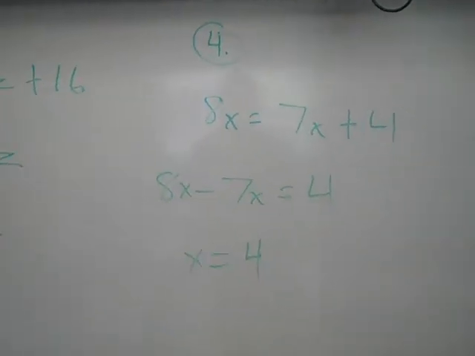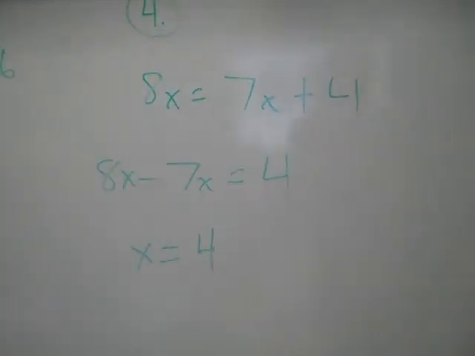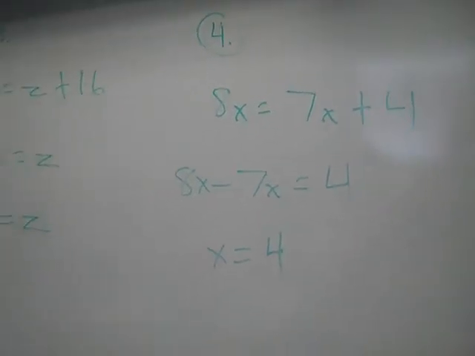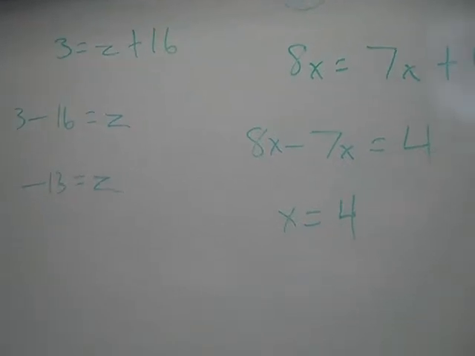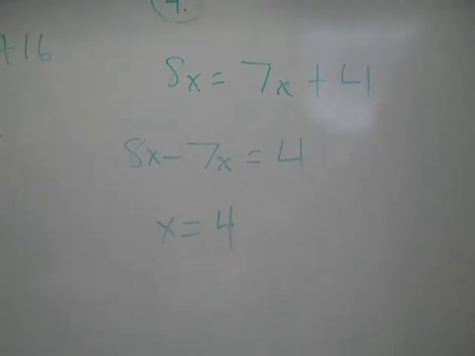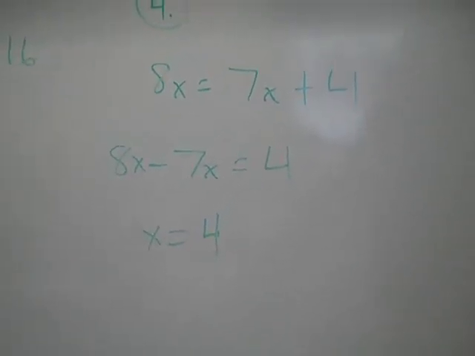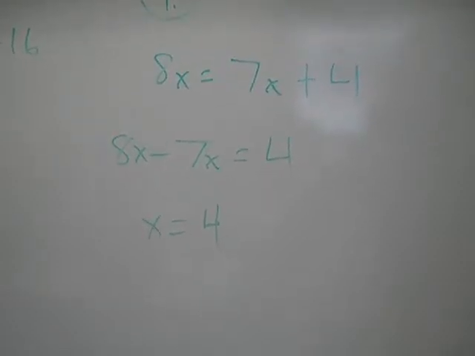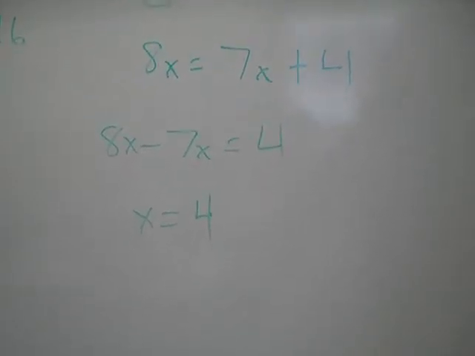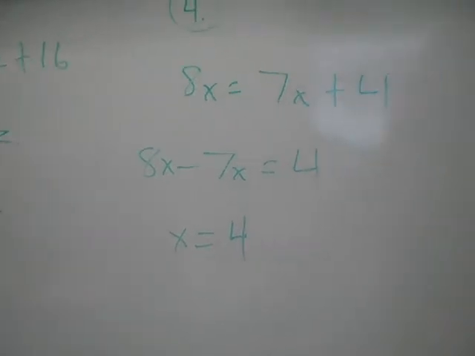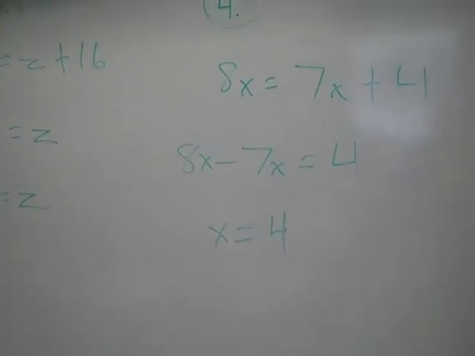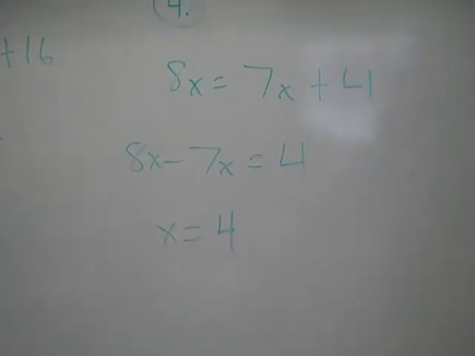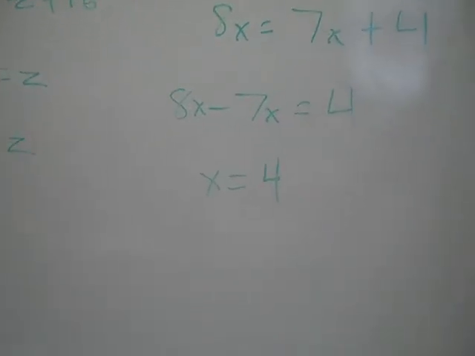Number 4, 8x equals 7x plus 4. Now we need to shuffle x's on one side and pure numbers on the other. So that 7x jumps to the left and turns into a minus 7x. So we got 8x minus 7x equals 4. But 8x minus 7x, guys, that's just x itself. 1x is x itself by default, so x equals 4. So there's that one.